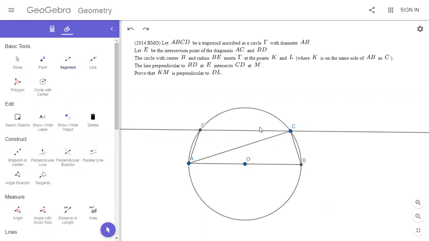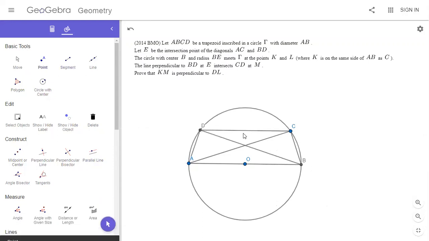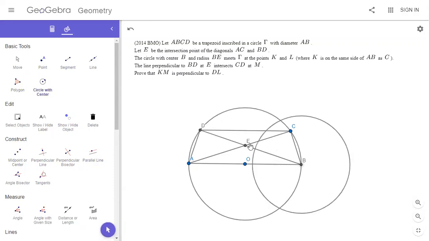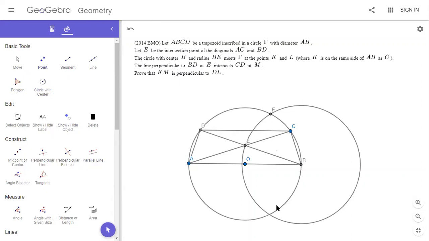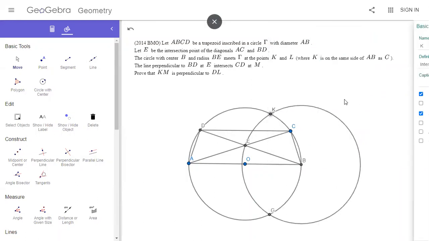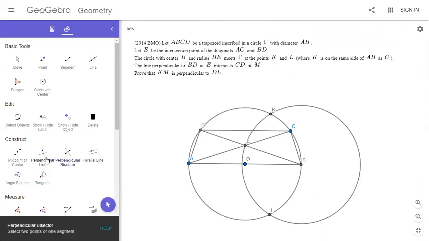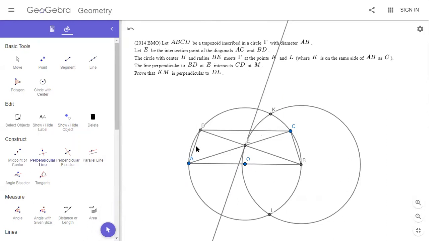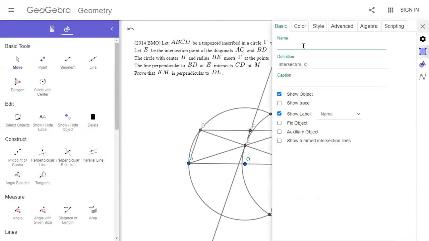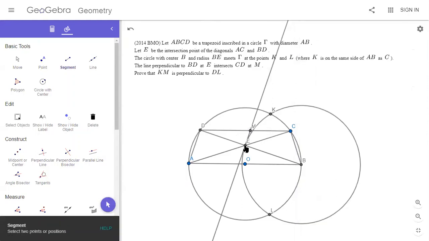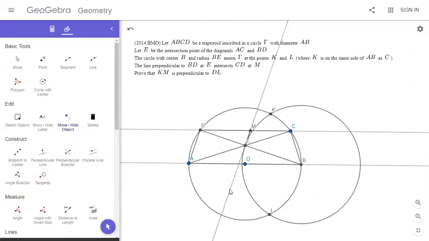E is the intersection point of AC and BD. Okay. And then we have points K and L. And K and L are reflections across AB. We know that. The line perpendicular to BD at E intersects CD at M. And we want to show that KM is perpendicular to DL. I feel like this one kind of feels like a fast one. I feel like we might be able to do it in less than 20 minutes.